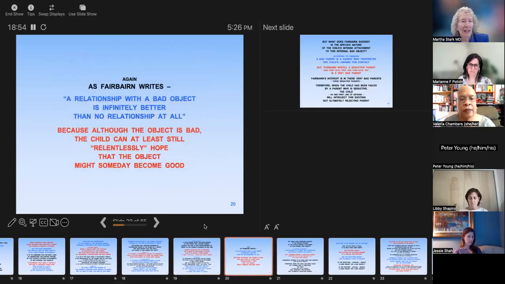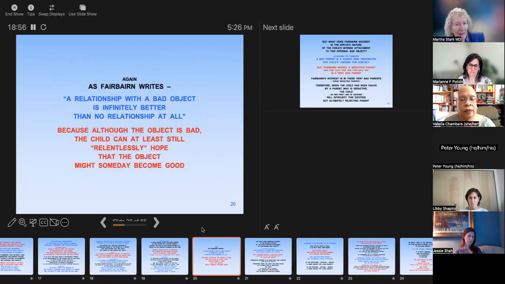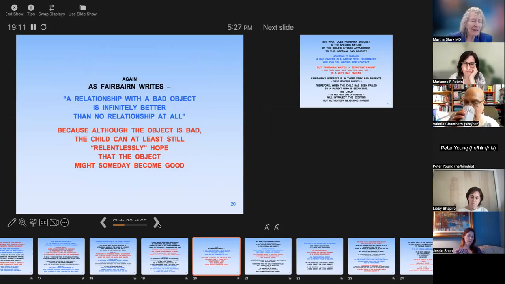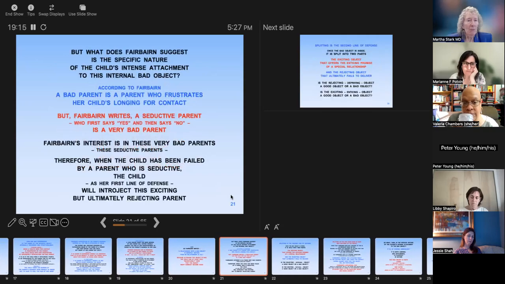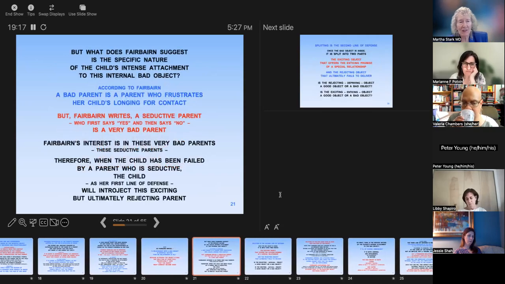Next, please. Again, as Fairbairn writes, a relationship with a bad object is infinitely better than no relationship at all. Because although the object is bad, the child can at least still relentlessly hope that the object might someday become good.